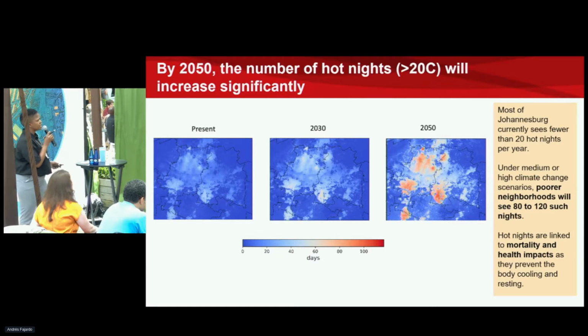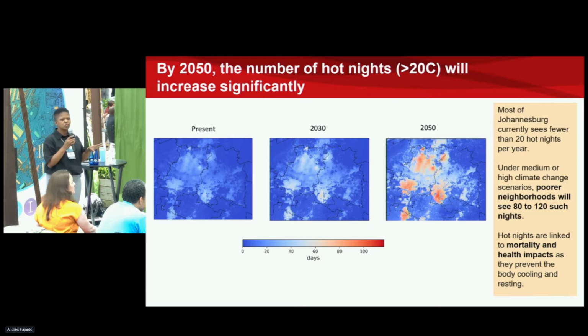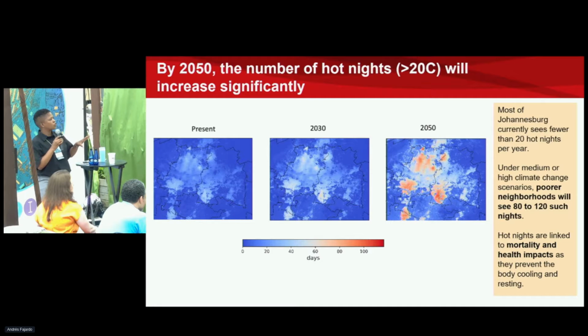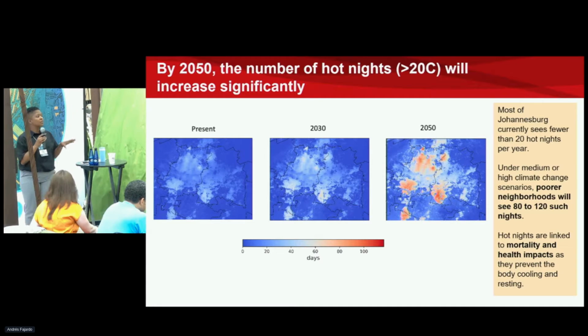And then secondly, what we're seeing in this next slide is that most of Johannesburg currently gets about 20 hot nights per year. What we're characterizing as hot nights are nights where heat is above 20 degrees Celsius. With the projections under the medium and high climate change scenarios, we saw that poor neighborhoods will see 80 to 120 of these nights.